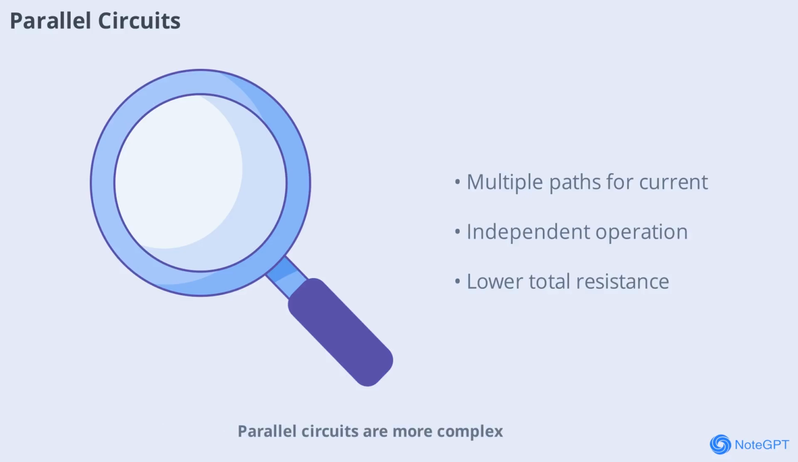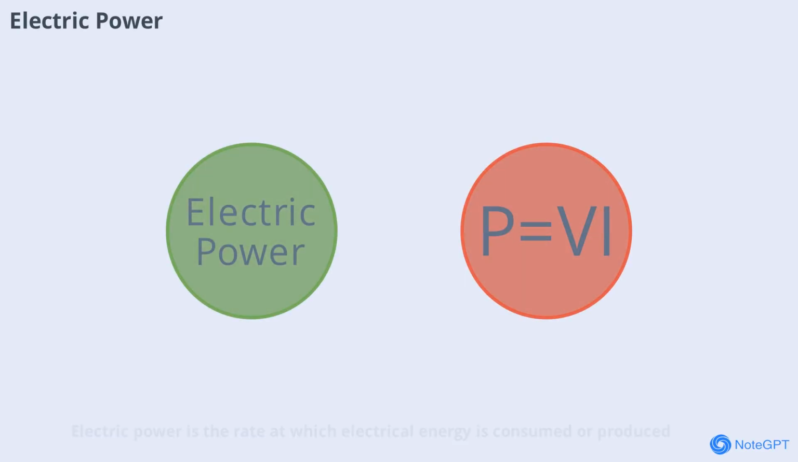Parallel circuits are more complex but offer greater reliability and flexibility. Electric power is the rate at which electrical energy is consumed or produced. It's measured in watts (W). The formula for power is P = VI, where P is power, V is voltage, and I is current.